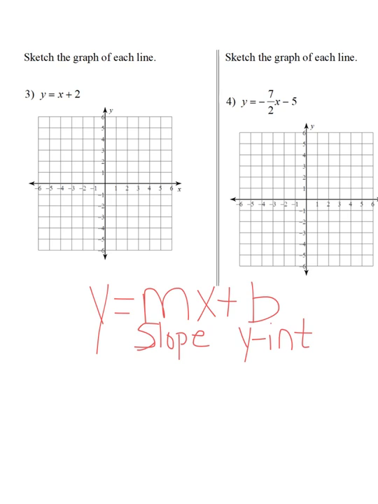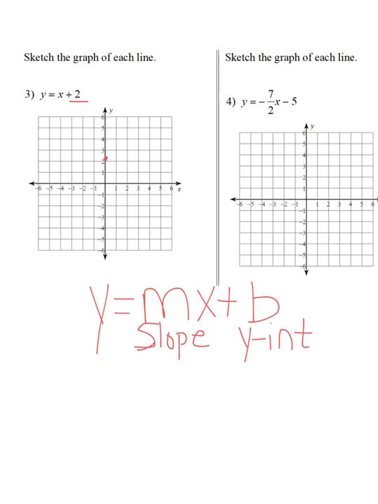In number 3, my y-intercept is the positive 2. What that means is on my y-axis, this line is going to intersect at positive 2. So I'm going to put a dot on the intersection of 2 on the y-axis.